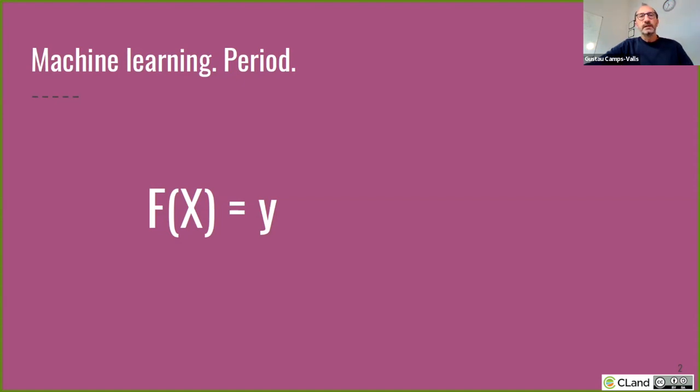Traditionally, the main difference between machine learning and other parametric or non-parametric modeling is that this function f is a non-parametric, non-linear function, and most importantly, this is learned from data. So in principle, you should have access to these pairs of data, X and Y, that you can learn from.